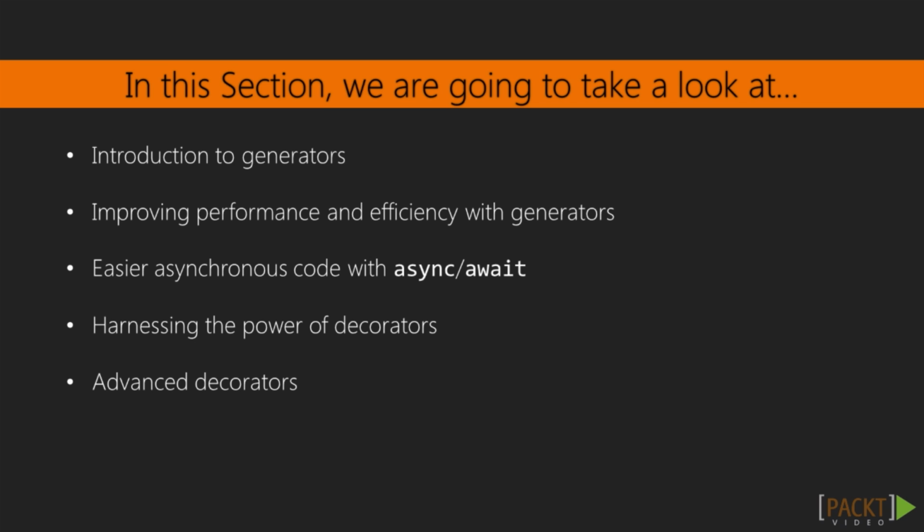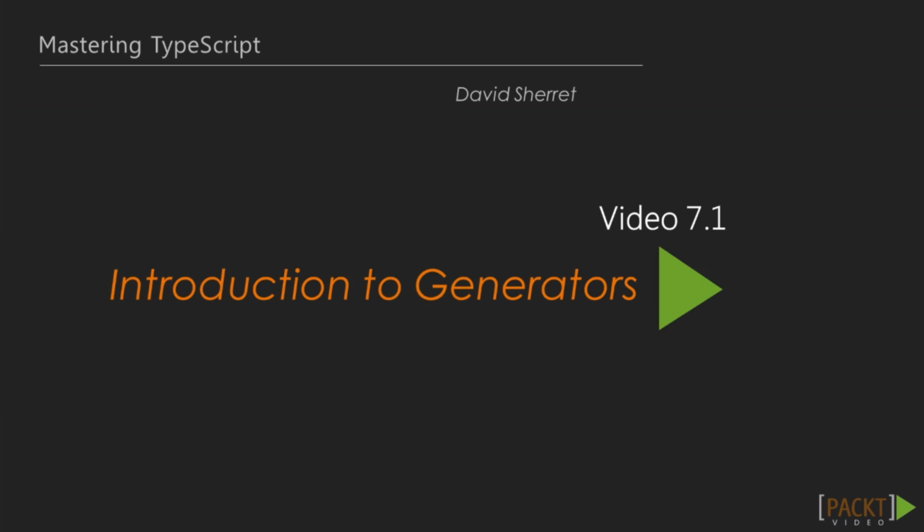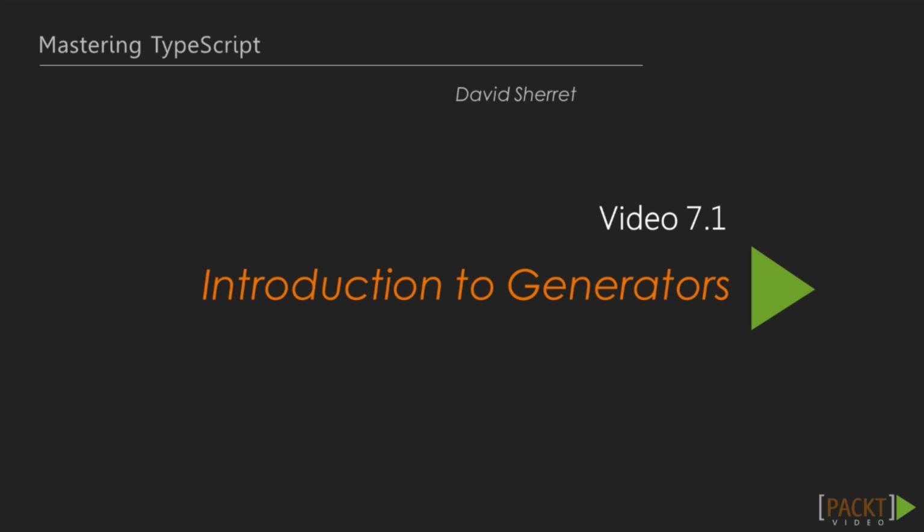First, we'll look at what generators are and how they improve the performance and efficiency of our application. Then we'll look at writing asynchronous code with async and await. In that video, we'll also look at ES6 promises. After that, we'll have 2 videos on using decorators in our application. Now we move on to the first video of this section, and it's an introduction to generators.